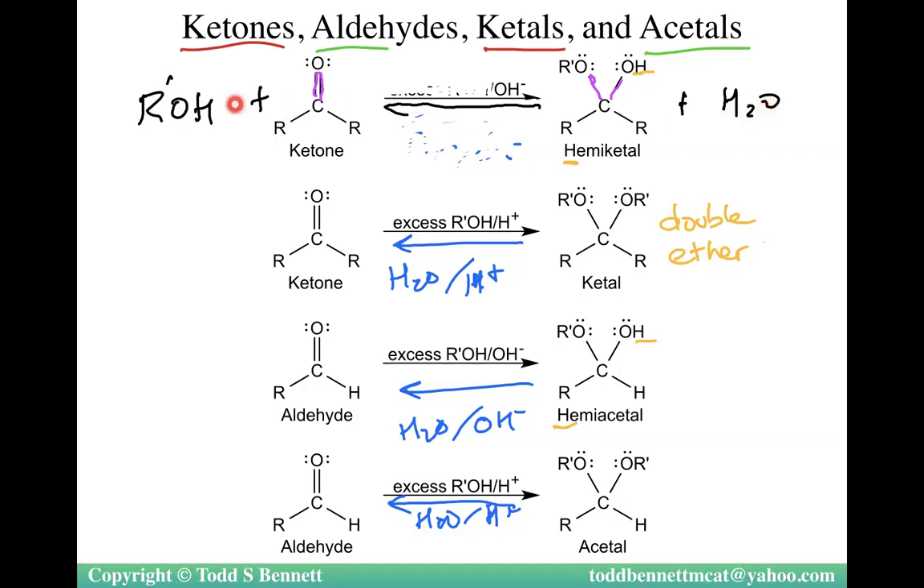Add water, you push it back this way. Add alcohol, you push it this way. So if I want to make a hemiketal or a ketal, then I need to do it under dry conditions, no water. So I add alcohol and whatever the catalyst is, base or acid. If I want to get rid of the hemiketal or the ketal, then I need to add a bunch of water in there to push the reaction in the reverse direction. So water gets rid of protecting groups. Alcohols are used to form a protecting group.